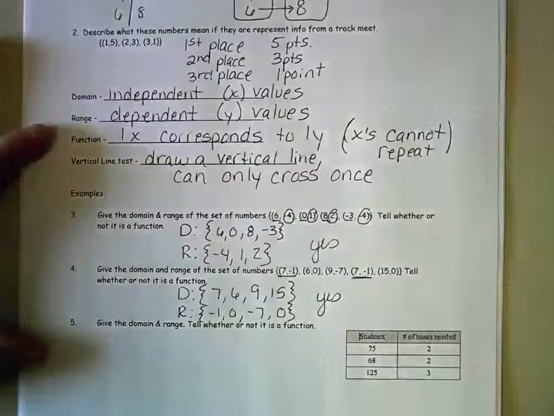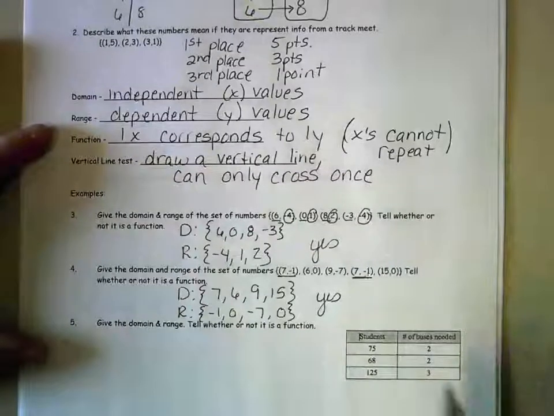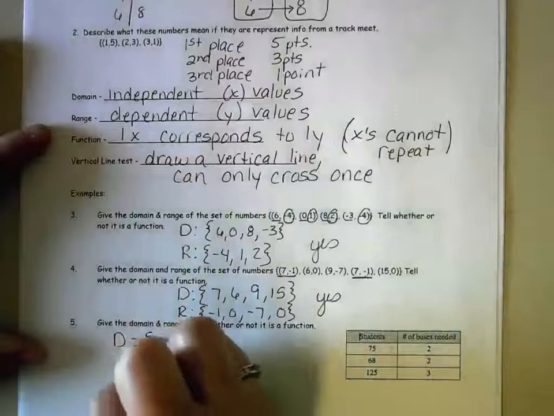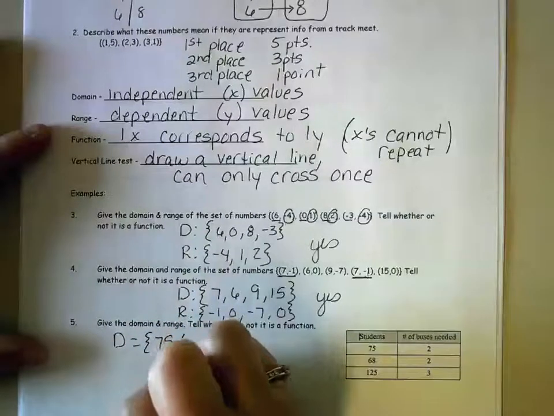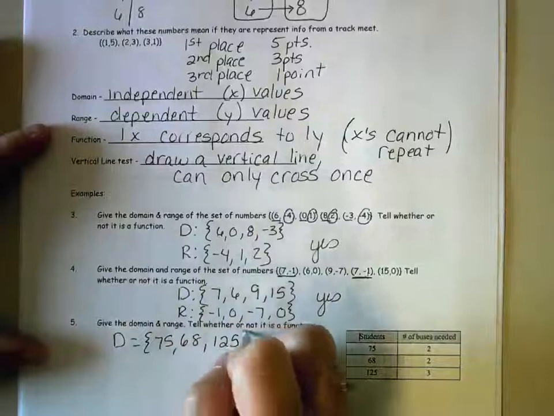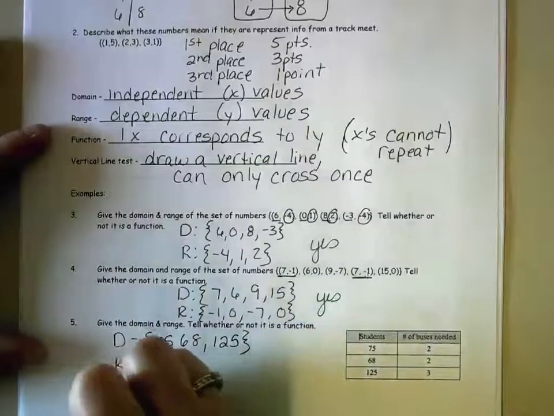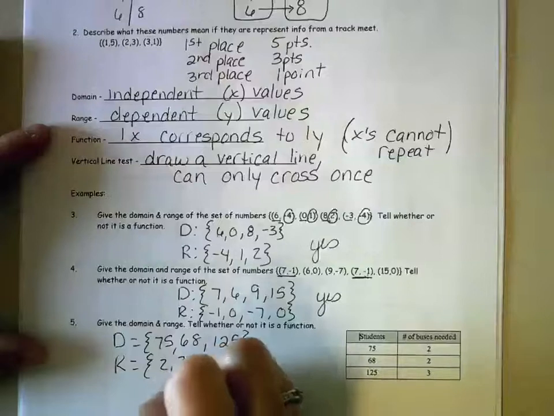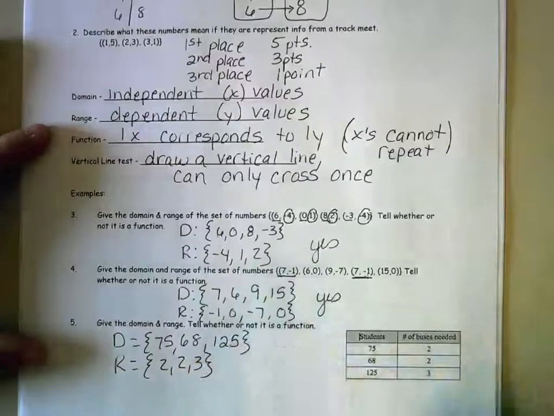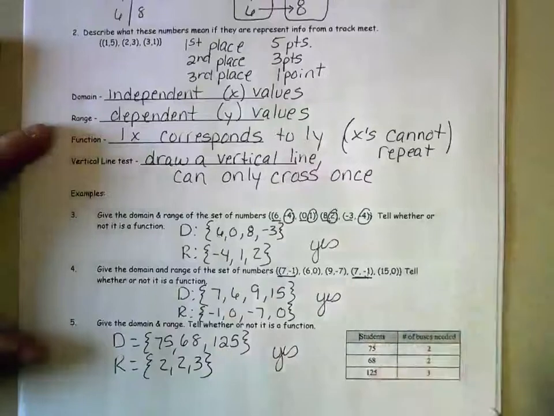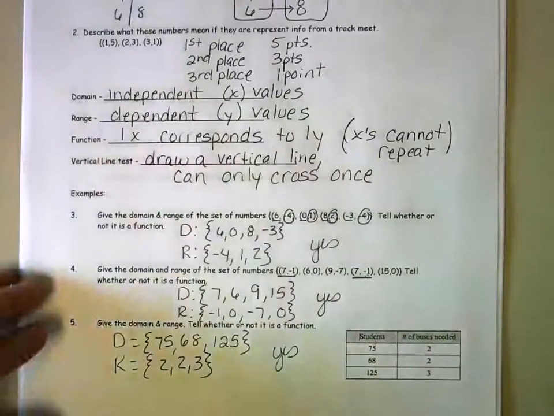And then number 5, the domain is 75, 68, 125. Your range is 2, 2, 3, and none of the x's repeat, so yes, that is a function.